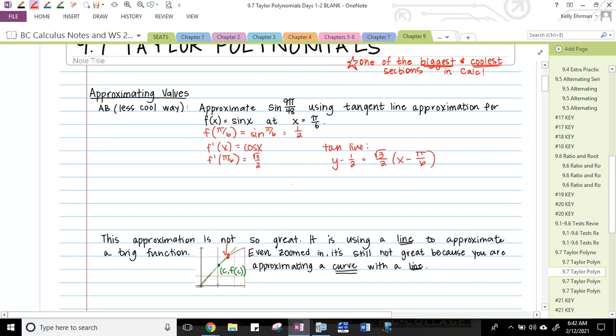So if I want to approximate the sine of 9 pi over 48, now I know it's about equal to radical 3 over 2 times 9 pi over 48 minus pi over 6. And then I would add this 1/2 to the right side of my equation. Okay, so whatever that approximately comes out to.